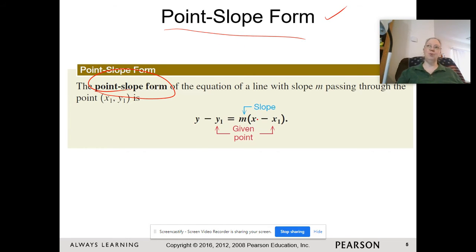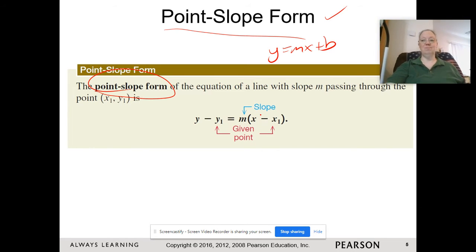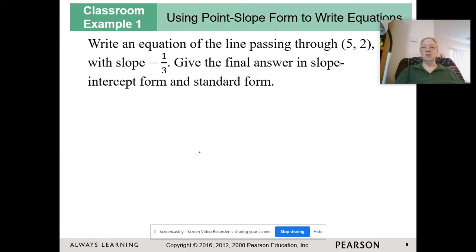So yes, you can write an equation using y equals mx plus b, but that's traditionally not how teachers teach it. To be honest, I'm not sure why we don't just use this, but whatever. Okay, so write an equation of the line passing through this point with this slope. Give the answer in slope-intercept form and standard form. So we want both, okay? This right here is not typically how they ask the question. Let me show you how they typically ask the question.